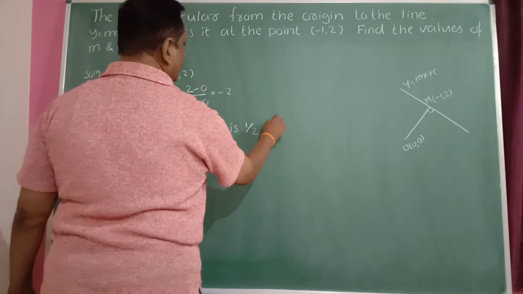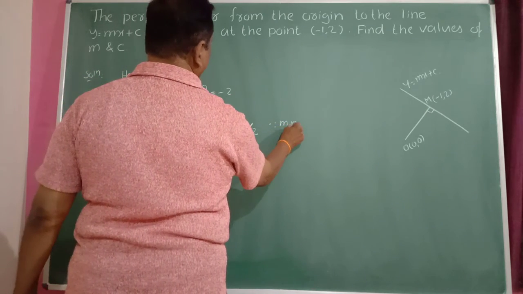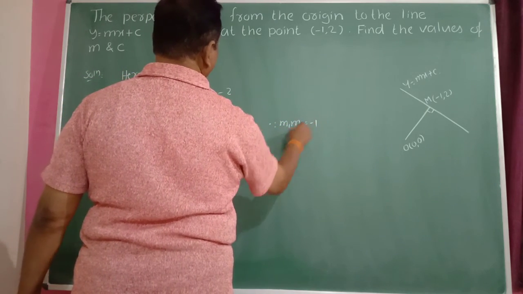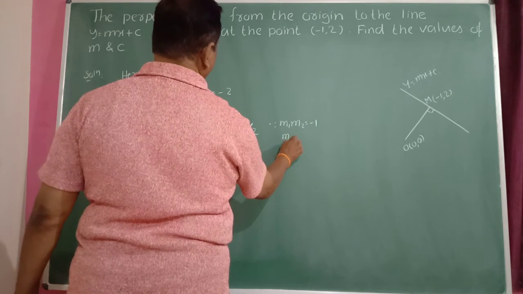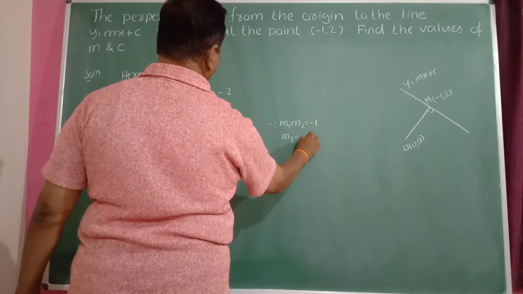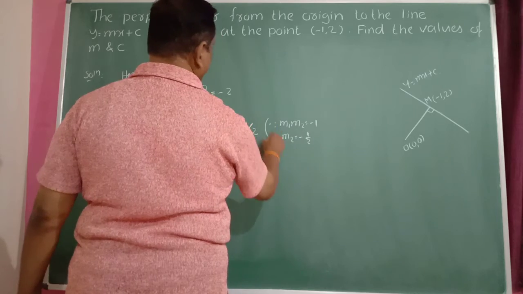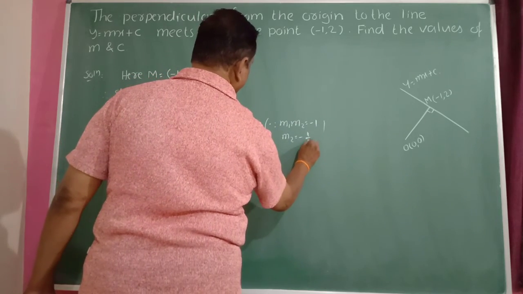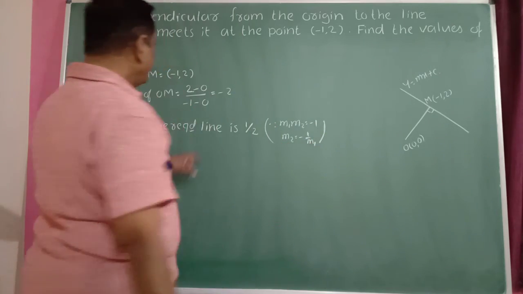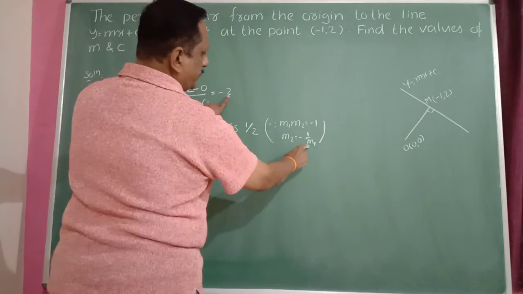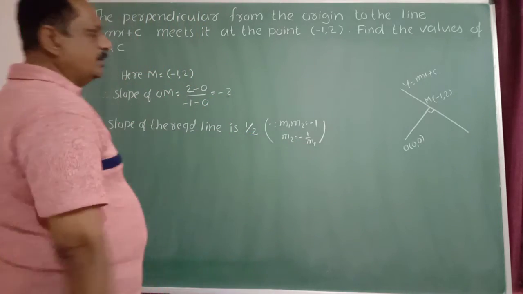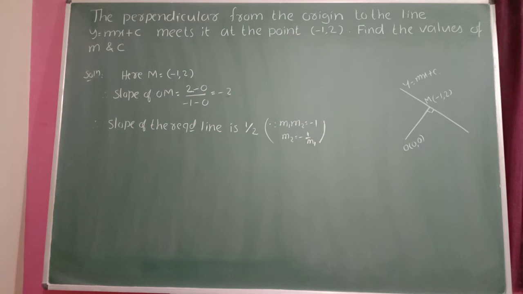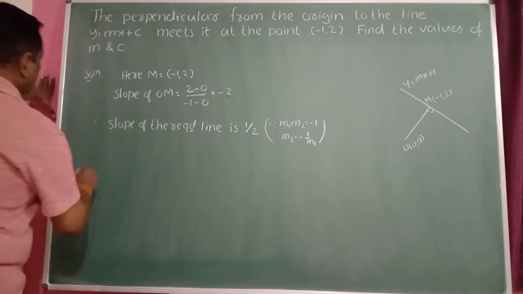We are using this condition here: M1 M2 is equal to minus of 1. Hence, M2 is equal to what here? Minus of 1 divided by M1. Consider M1 as this equation. Minus and minus become plus here. So 1 upon 2 is the slope of the required line. Therefore, equation of the line.